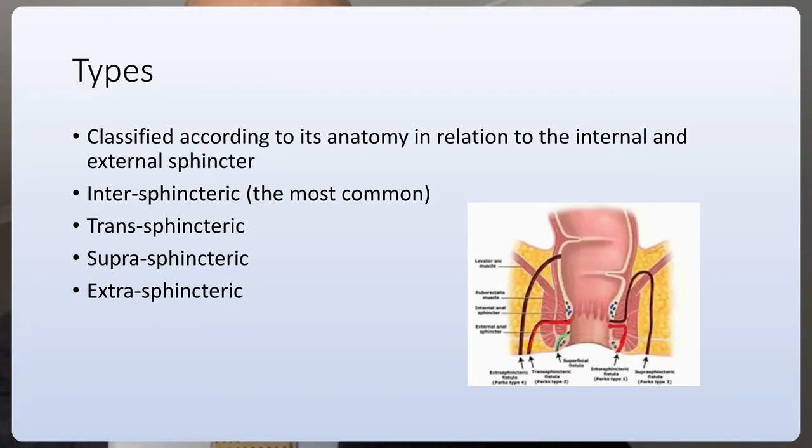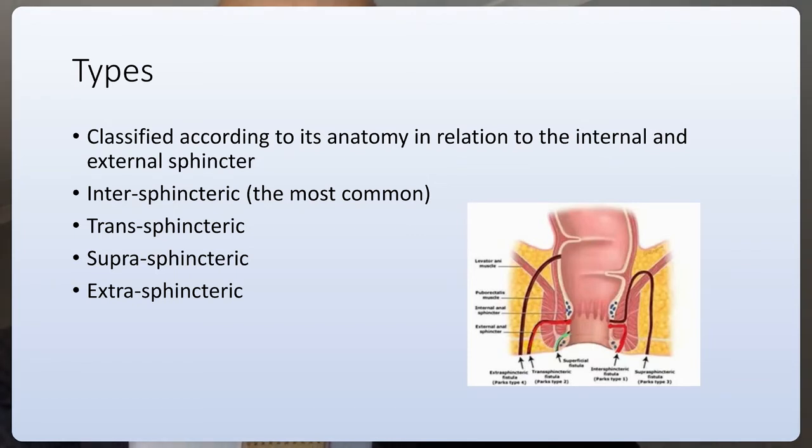The next one is transsphincteric, and if you see here on the picture, the tract comes from the perianal skin in here and then goes through the external sphincter, then through the internal sphincter, back to the anal canal in the region of usually the dentate line. So that's a transsphincteric one. We'll come to the treatment of the transsphincteric fistula in a minute, because it's more than just laying open the fistula.